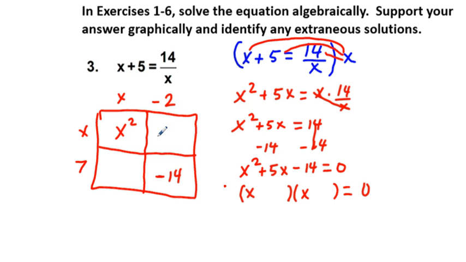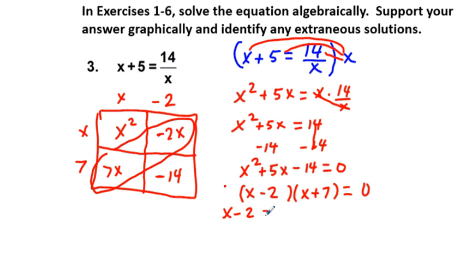And so we have minus 2x and plus 7x here, and together 7x minus 2x add up to 5x. So factors are going to be x minus 2 times x plus 7. And solving this equation, we have x minus 2 equals 0, and x plus 7 is equal to 0. And solving for x, we have x equals 2, and x equals negative 7.